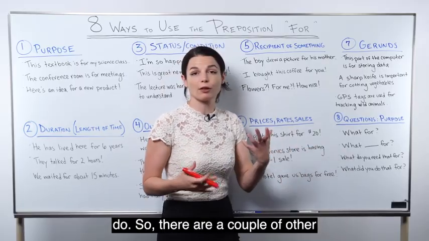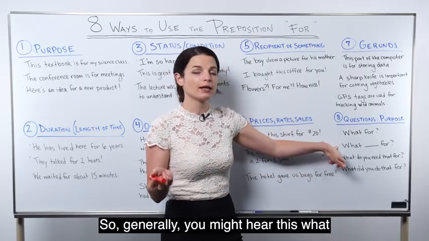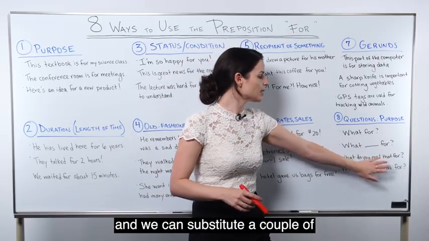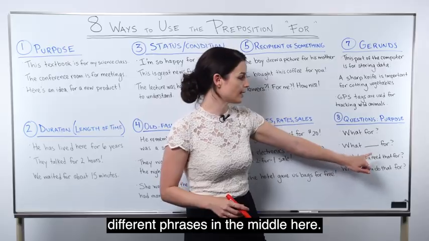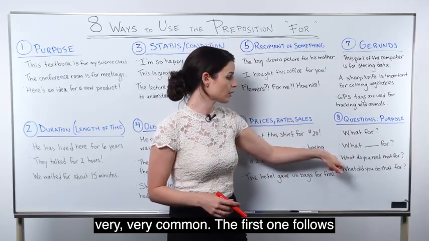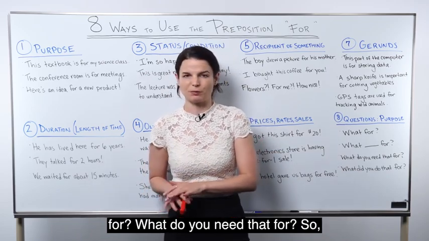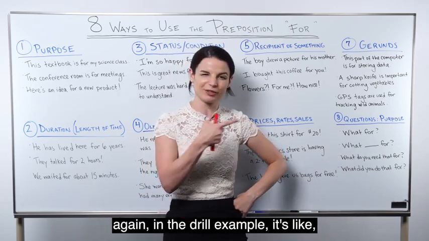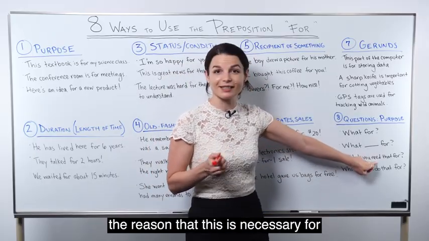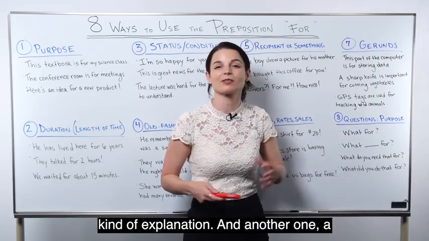So there are a couple of other patterns that we commonly use this with. Generally, you might hear this what something something for type question, and we can substitute a couple of different phrases in the middle here. But I want to introduce two that are very, very common. The first one that follows this pattern is, what do you need that for? So again, in the drill example, it's like, what do you need that for? So what is the reason that this is necessary for you? You're asking for the purpose, some kind of explanation.